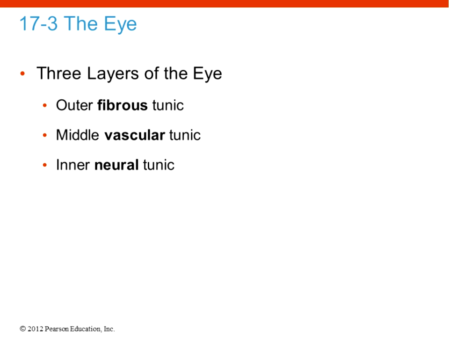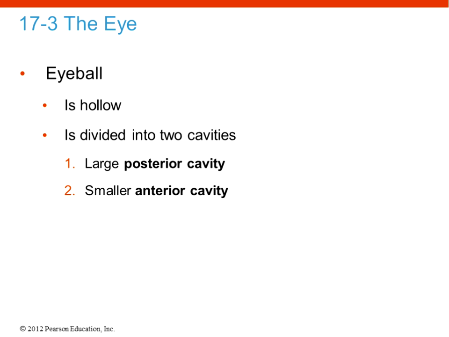So the eye itself is a hollow structure and consists of 3 layers. You have an outer fibrous layer, a middle vascular layer, and then finally the inner neural layer, or neural tunic as we call it.